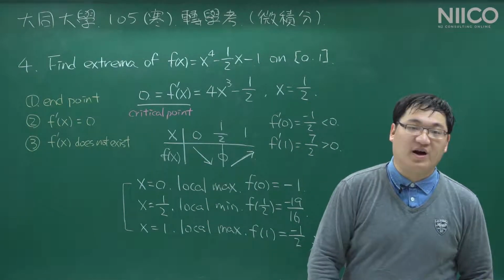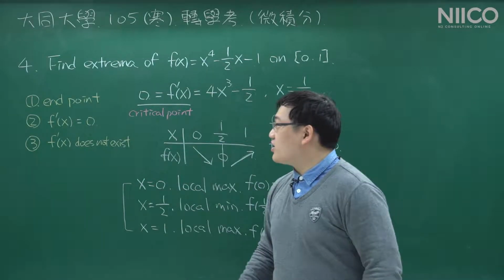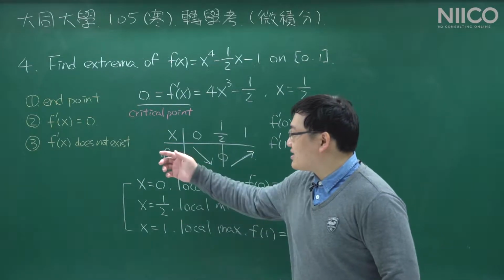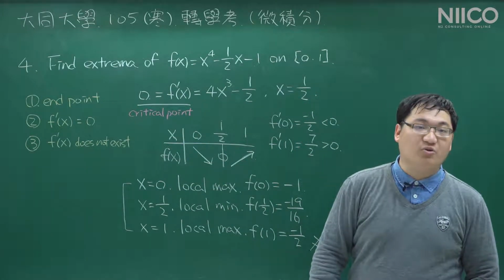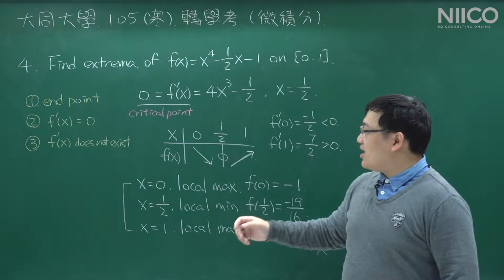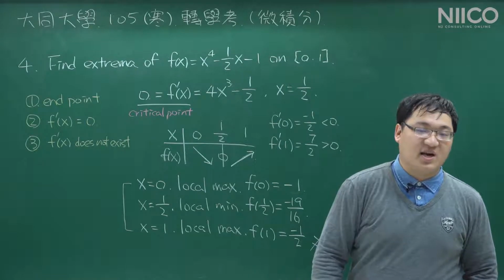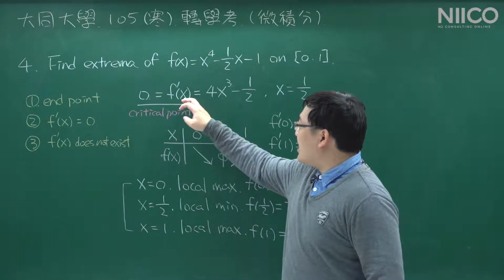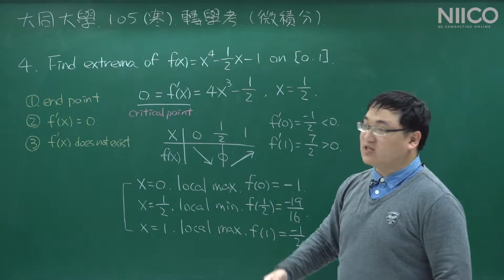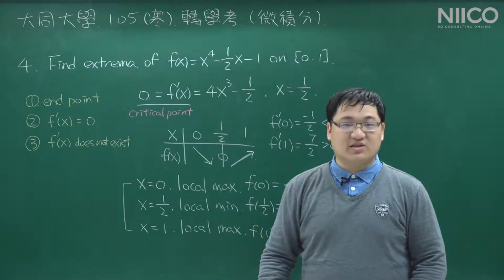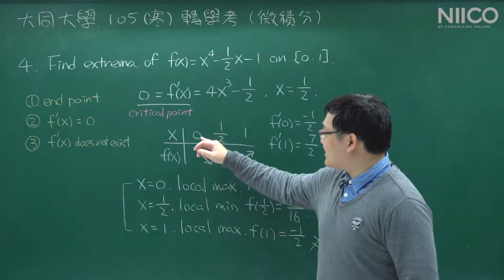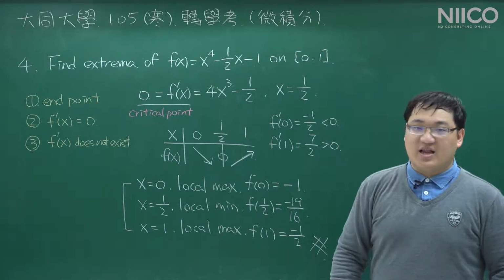This is 4 times x to the third minus 1/2. So first let's consider the second scenario where f prime of x is equal to 0. When f prime of x is equal to 0, x equals 1/2. And for the third scenario, we see that for all x, f prime of x is defined. So there are no points that match the third scenario, so we only need to consider the endpoints, which are when x equals 0 and when x equals 1, and the case when f prime of x equals 0. In that case, x equals 1/2.